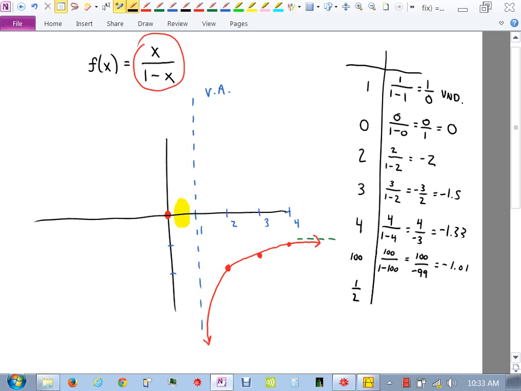What's 1/2 over 1 minus a half? Isn't that 1/2 over a half? And what's a half over a half? 1. So that means at a half, I'm up at 1, so I'm up here. That makes sense? So now I can pretty much say, hey, it looks like it's doing this.